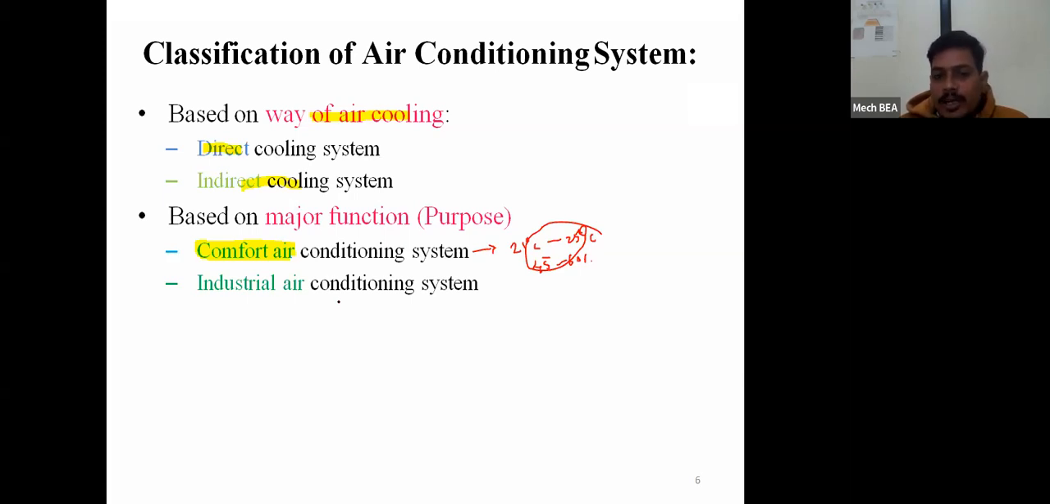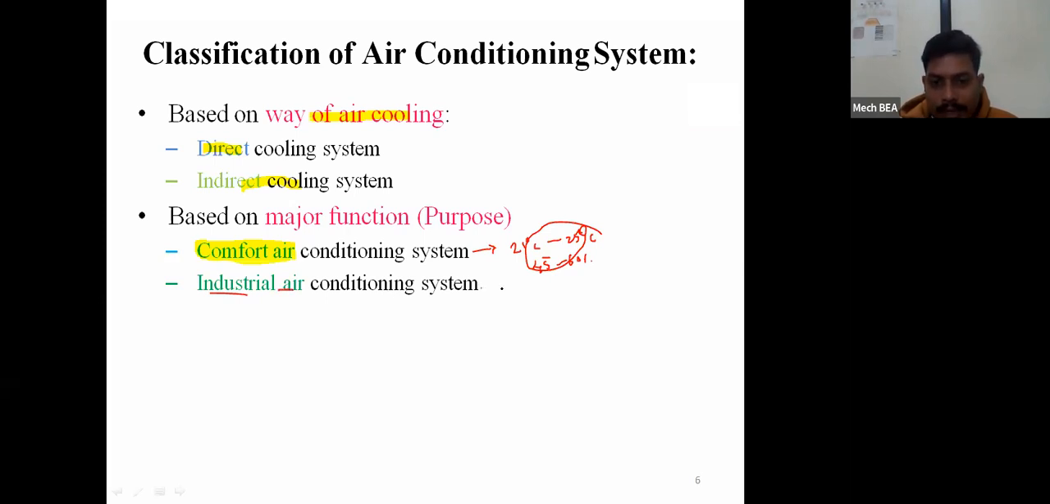So for proper functioning of those machines, we require to maintain certain temperature and certain humidity. Under that certain temperature and certain humidity, the performance of those machines will be very much higher. So for that purpose, if you are providing the air conditioning system, that air conditioning system will be called the industrial air conditioning system.